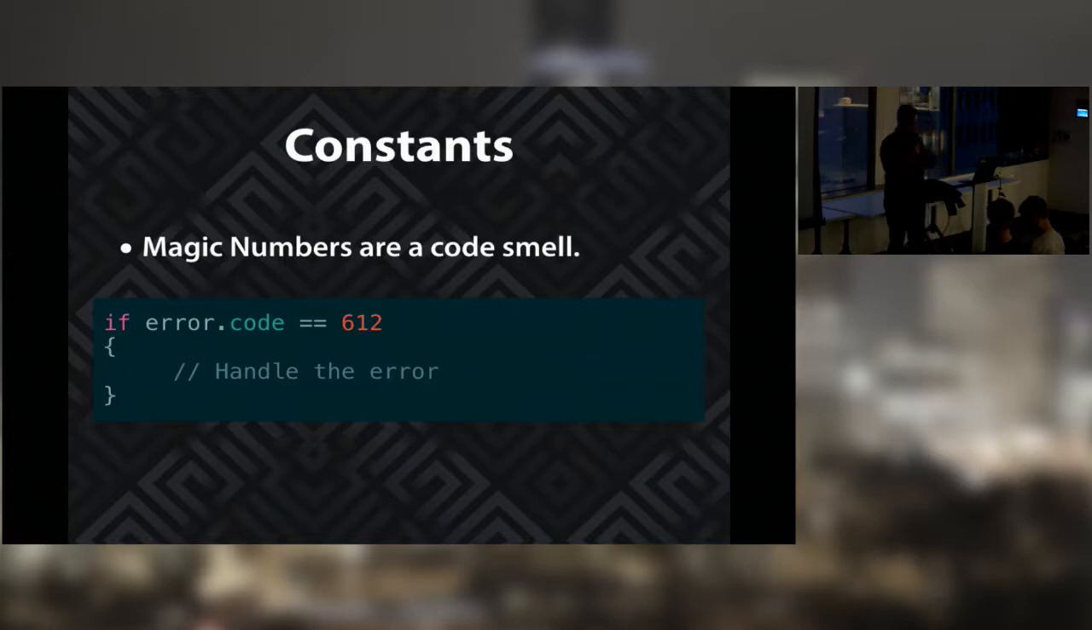Across most programming languages, it's really good practice to never use a magic number. It's a huge code smell. So what's a magic number? Let's say we were checking for a particular error code. We wouldn't write this. What does 612 mean? Is that something I need to memorize or look up?